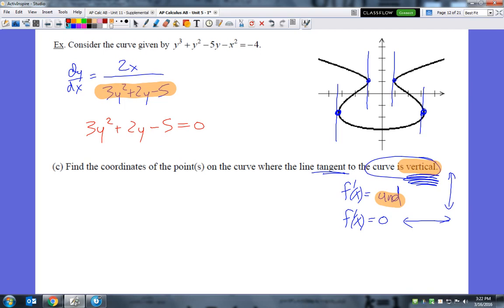So what you would do is use the solve feature. Solve 3y squared plus 2y minus 5 is equal to 0, comma y. And when you do that, you're going to get y is equal to -5/3 or +1. So -5/3 is y. Let me go ahead and do that in the calculator actually.